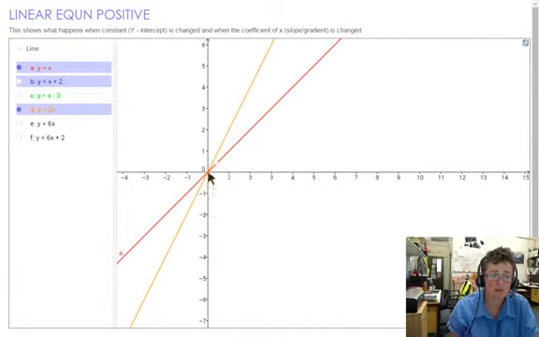And you'll see this one has a coefficient of 2. So for every 2 up, rise is 2, run is 1. So that's the point 1, 2. For the rise of 2, we have a run of 1. So this is the point 2, 4. So that's the slope of 2.